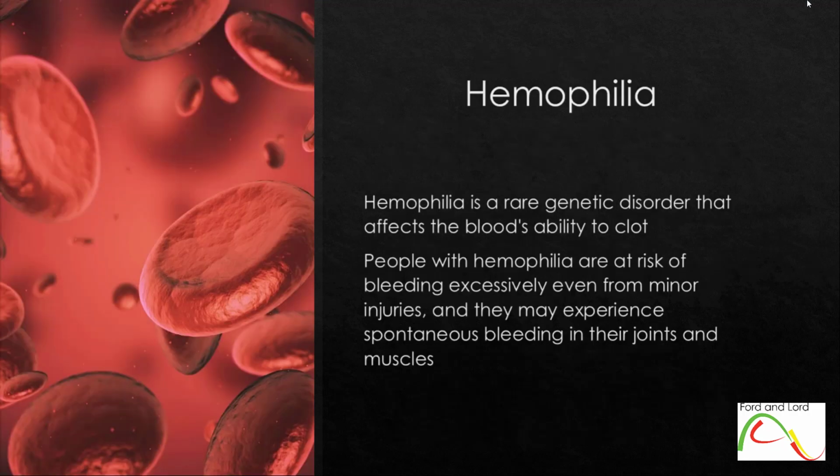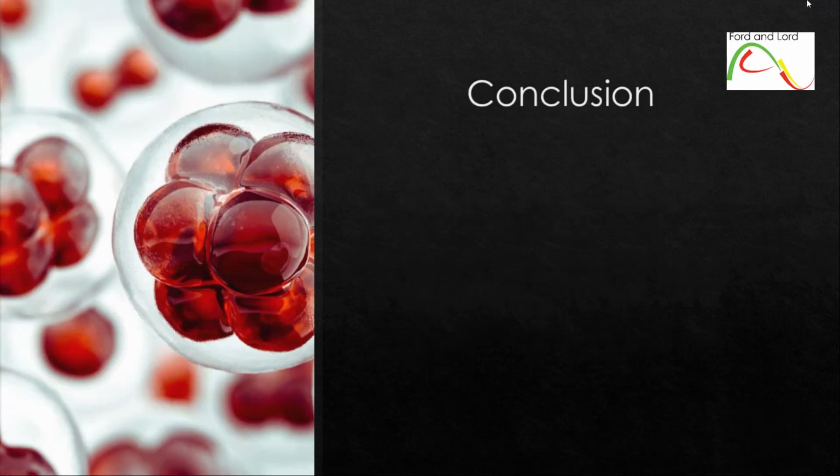Hemophilia. Hemophilia is a rare genetic disorder that affects the blood's ability to clot. People with hemophilia are at risk of bleeding excessively even from minor injuries, and they may experience spontaneous bleeding in their joints and muscles.